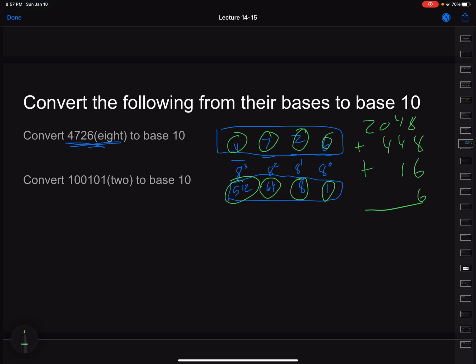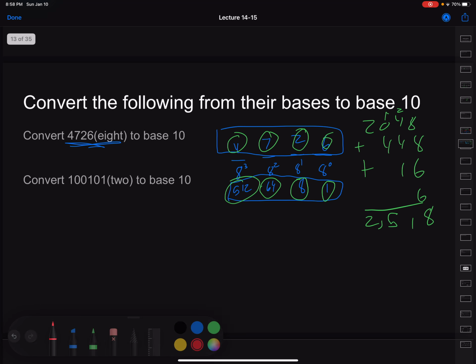And then we add them up to see what we have in base 10. 8 plus 8 is 16, plus 6 ends in a 2, which is 2 here, plus 6 is an 8. 4, 5, 6, 7, we have a 1 here and a 1 here, which gives us a 5 here and a 2 here. So the number 4726 base 8 is 2518 base 10.